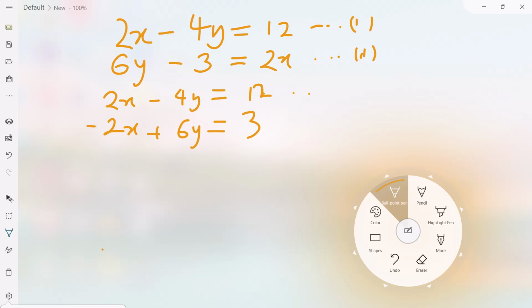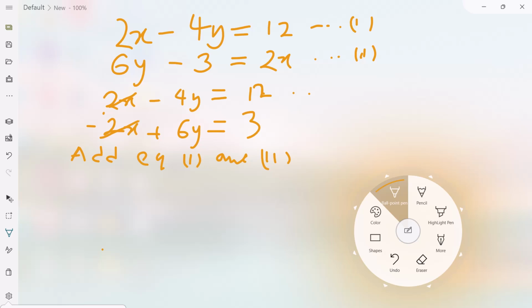I will say add equation 1 and 2. So I know that if I add 2x plus minus 2x, that 2x will be eliminated. That's why we call it elimination method. So I will eliminate x to get y. So doing that, 2x will eliminate 2x.